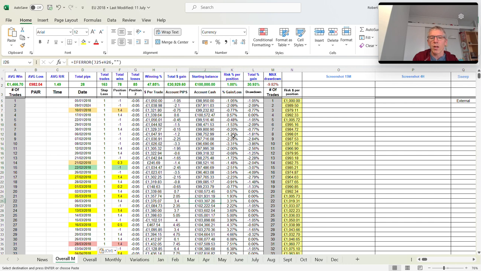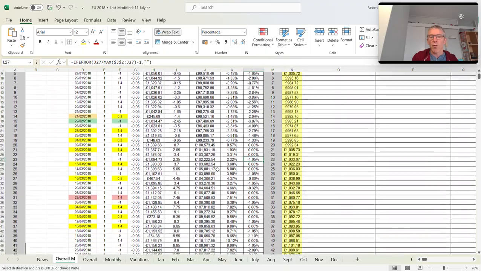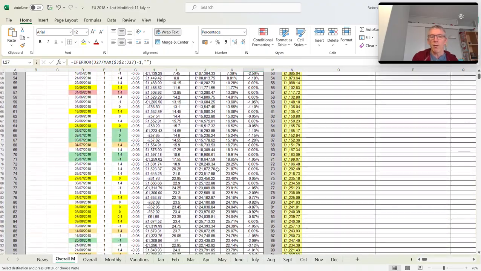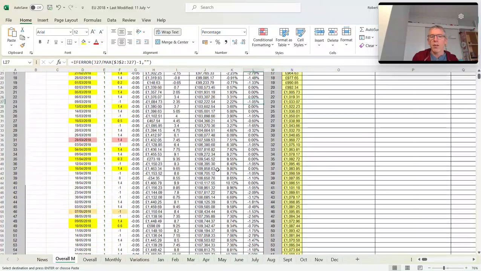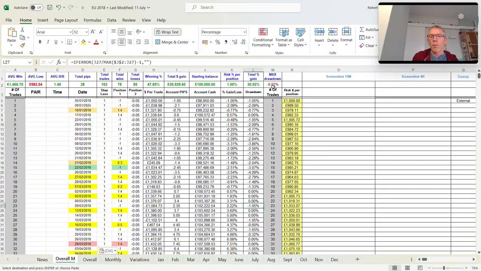So here you can see we've gone up to £103,307. So I'm up 3% on the account. Lose a trade, and it says I'm in 1% drawdown, which I am. But if you're in a prop account, you're not in drawdown now. You're in profit. So that's telling me I'm in drawdown and my max drawdown is 9%.